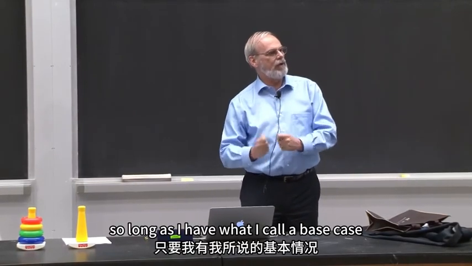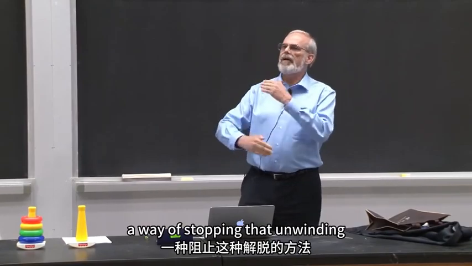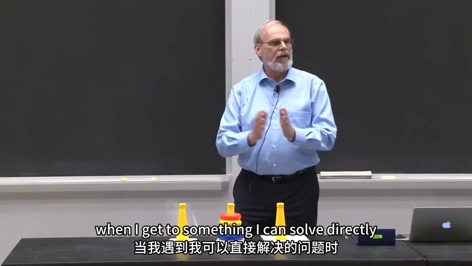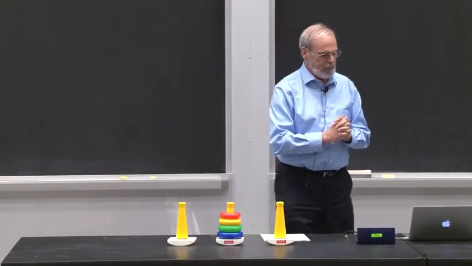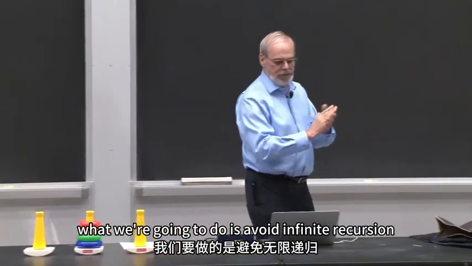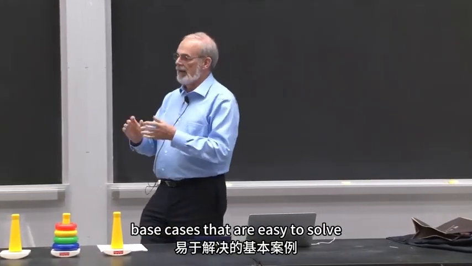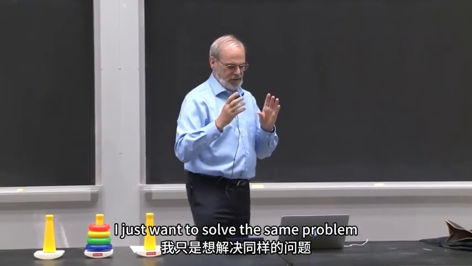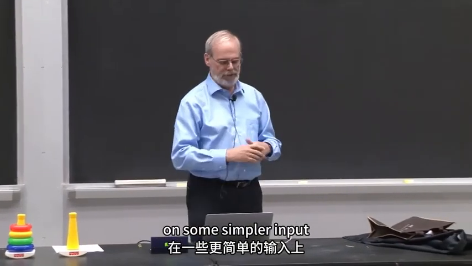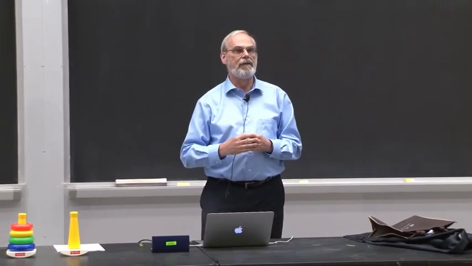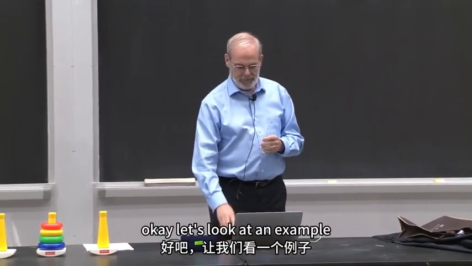Our definition of a procedure can, in its body, call itself so long as I have what I call a base case, a way of stopping that unwinding of the problems when I get to something I can solve directly. And so what we're going to do is avoid infinite recursion by ensuring that we have at least one or more base cases that are easy to solve. And then the basic idea is I just want to solve the same problem on some simpler input with the idea of using that solution to solve the larger problem. Okay, let's look at an example.